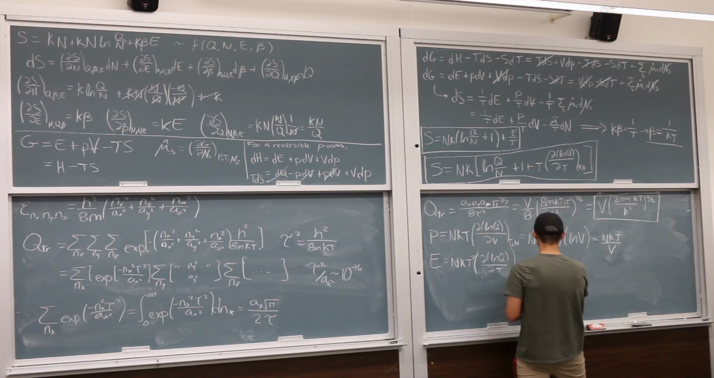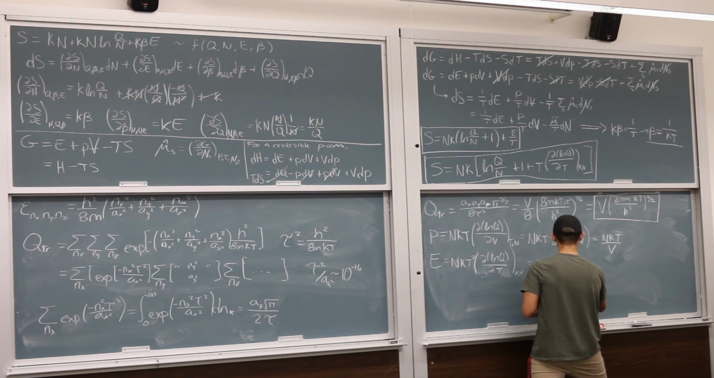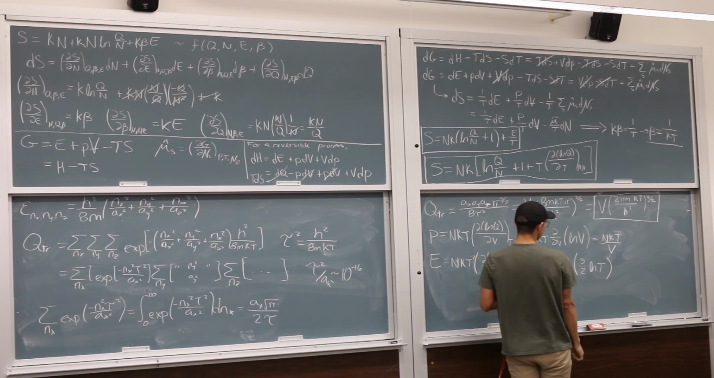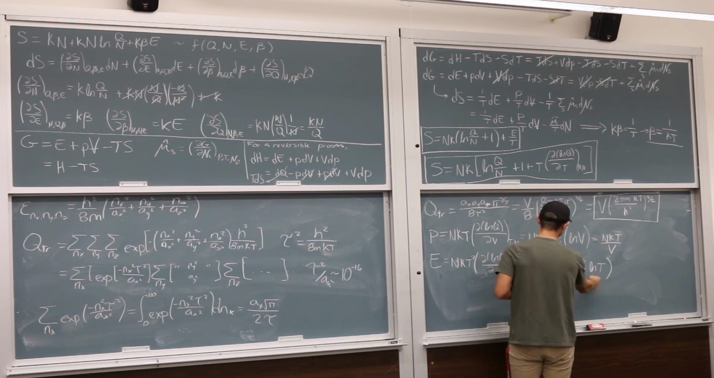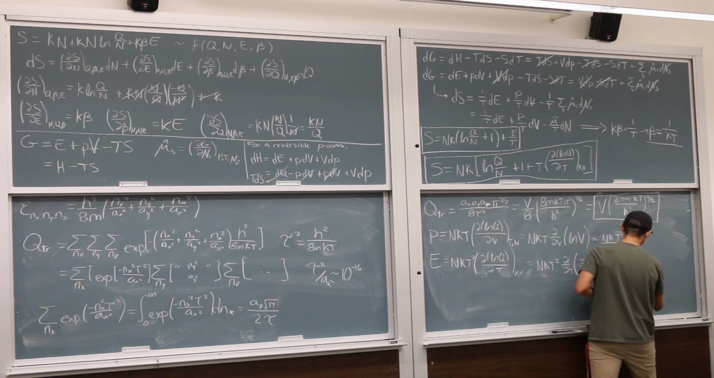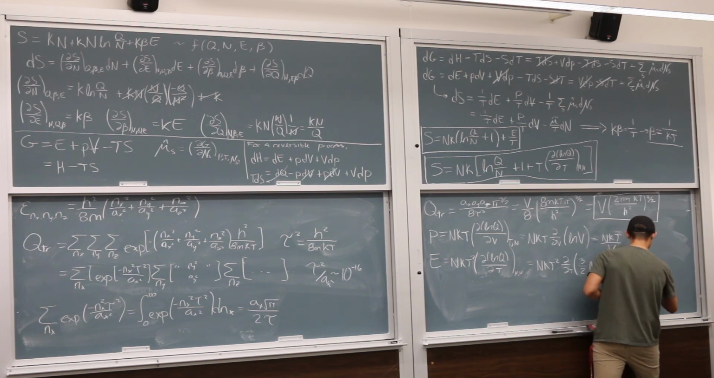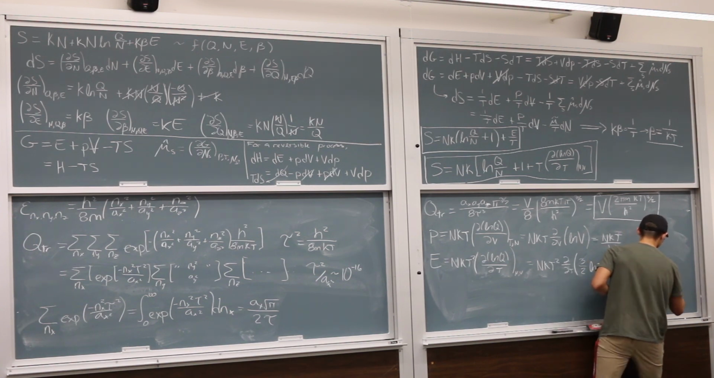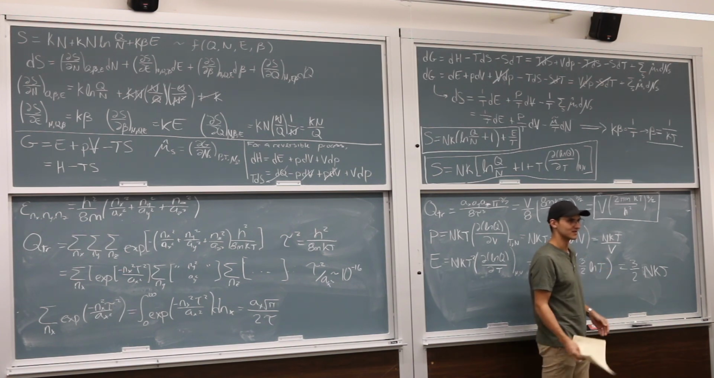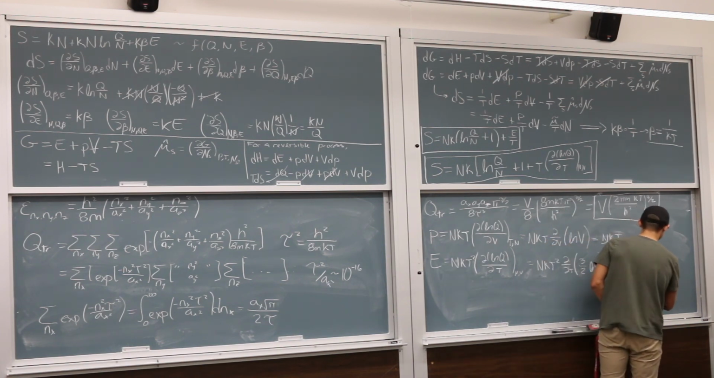So then this becomes N k T squared times the derivative with respect to temperature of 3/2, bring the exponent down, times the natural log of T. What's this? This is 1 over T. So that's going to cancel with this thing, and you're going to end up with 3/2 N k T. This is the equipartition of energy theorem. We've seen this before, and I think this is really great.